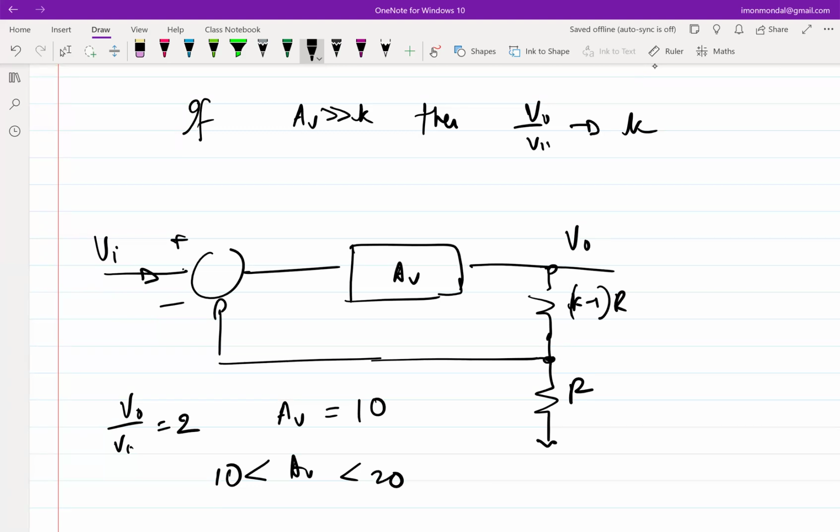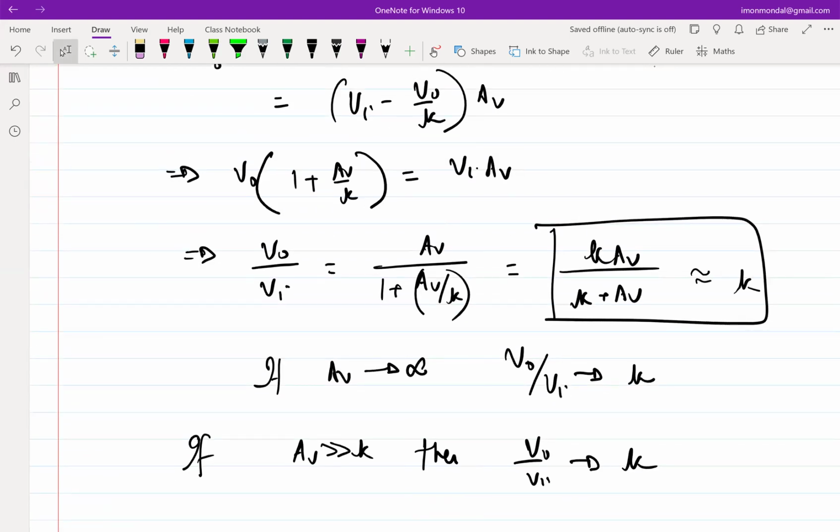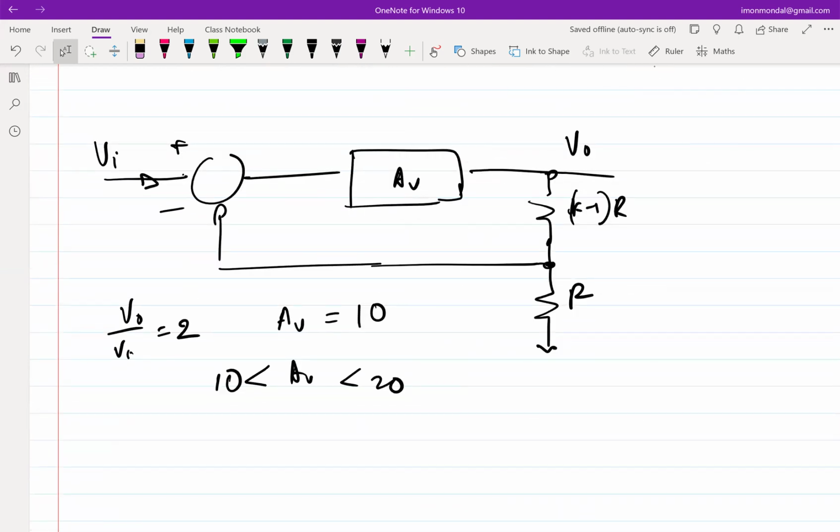Yes, I agree. Because, for example, in this case, if AV is infinity, then the output is exactly K, right? If AV is not infinity, the output will have some error. It will not be exactly K. It will be slightly different from K, slightly less, right? But from your experience of using negative feedback, do you think it's a big problem as long as AV is much greater than 1, or much greater than K in this case?